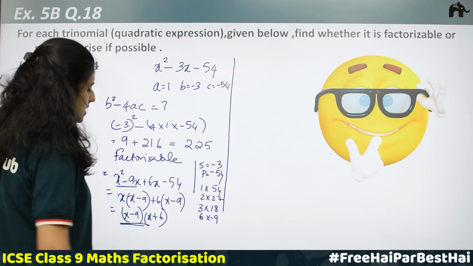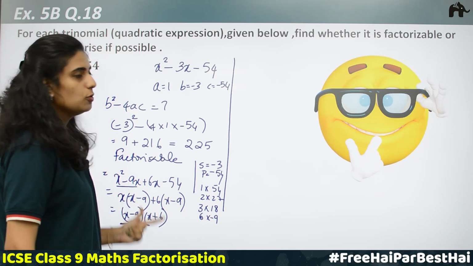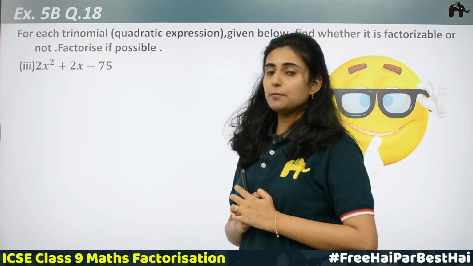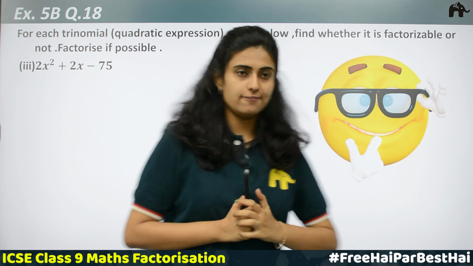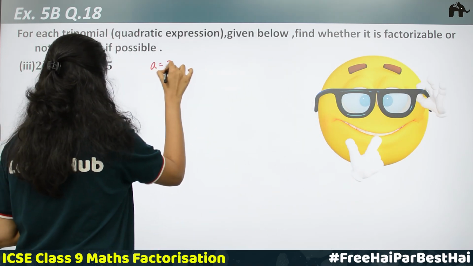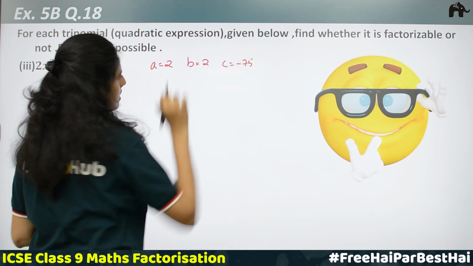Okay, x minus 9 into x plus 6. Clear? So these are the two factors we have factorized. Question number 18 of exercise 5B, sub question 3: 2x square plus 2x minus 75. Let's find what b square minus 4ac is. A is equal to 2, b is equal to 2, c is equal to minus 75.